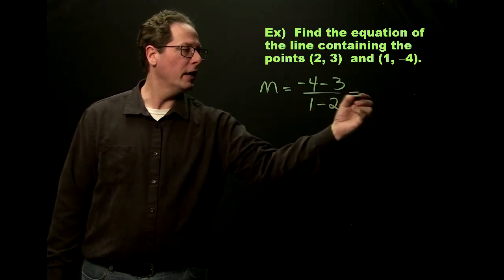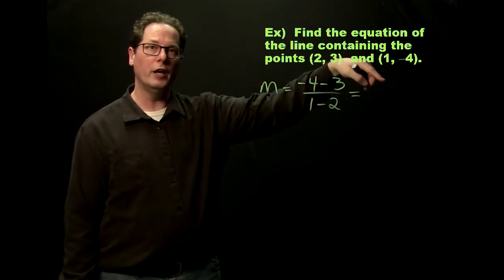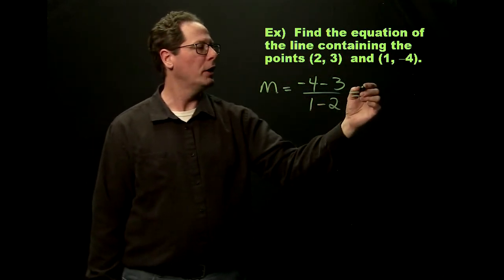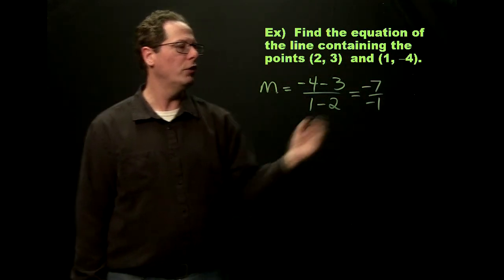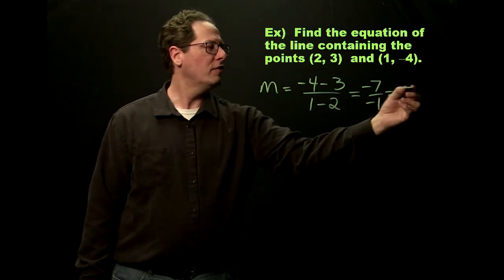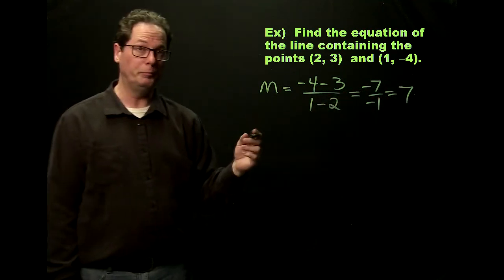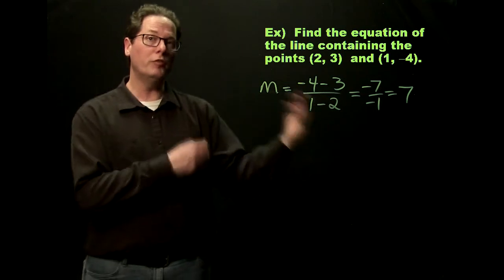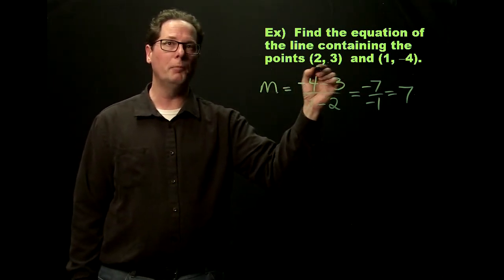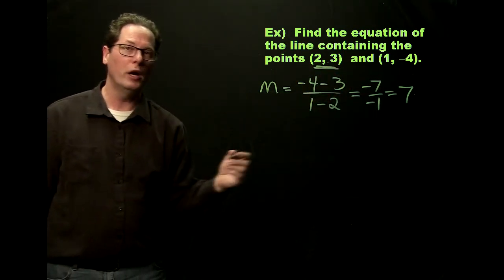So the change in x is 1 minus 2, and the change in y is negative 4 minus 3. Now be careful with the negative sign. You get negative 7 over negative 1. This line has a slope of 7. Okay, once we have our slope, we just need a point. So pick any point. How about this one right there, (2, 3).